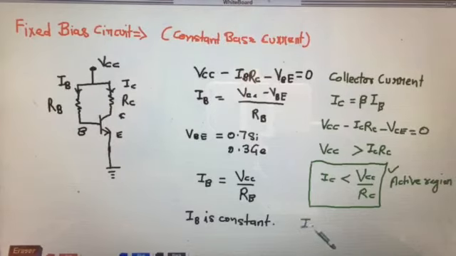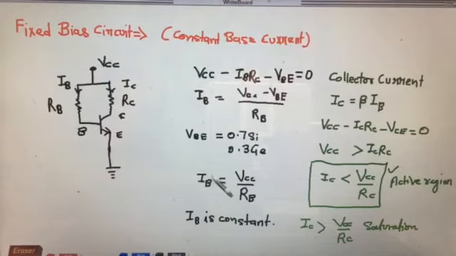If IC is greater than VCC upon RC, then the transistor will be in saturation region. So VCC minus IB RB minus VBE is equal to 0, then IB is equal to VCC minus VBE upon RB. As we know, the base emitter is acting as a forward biased PN junction diode, and the junction potential VBE is equal to 0.7 for silicon and 0.3 for germanium.